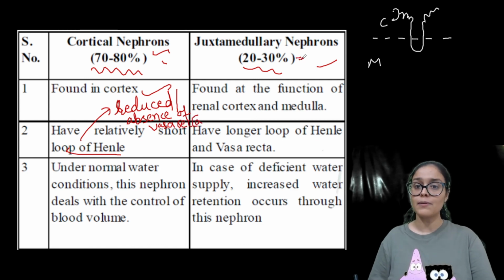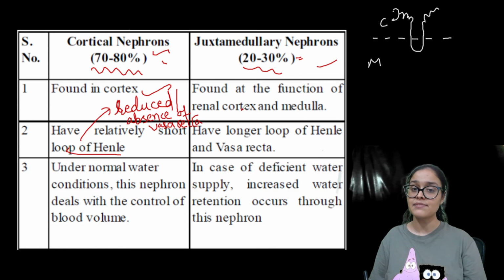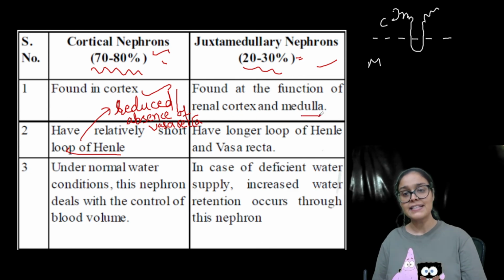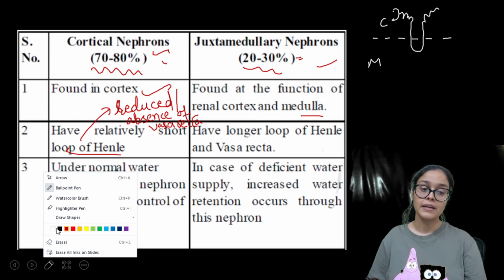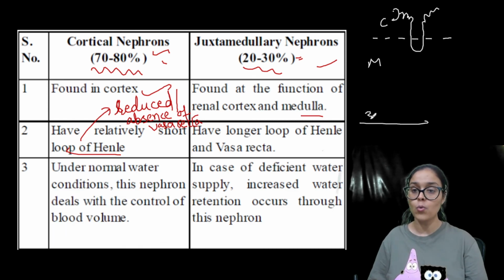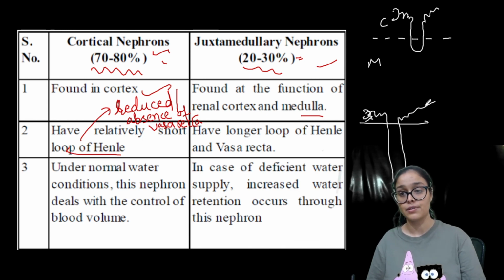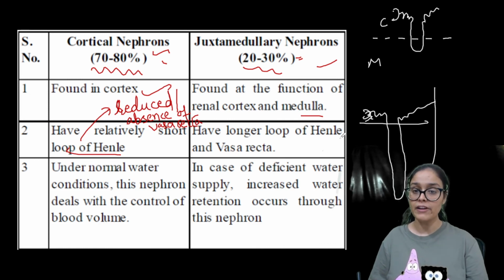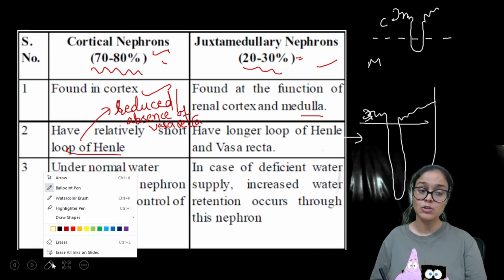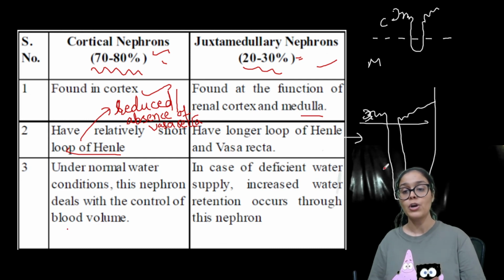Next, when we talk about the juxtamedullary nephron, it is found in the cortex as well as in the medulla, but its loop of Henle is so long. Its loop of Henle is so well developed that it goes very deep in the medulla, right? So the loop of Henle is long and deep in the medulla, and iska vasa recta is also well developed.